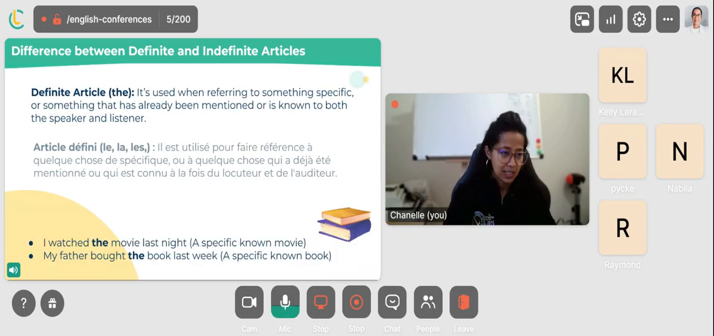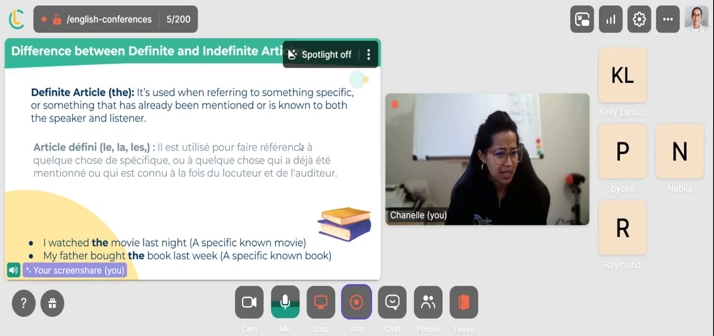What is a definite article? Now that is the article the. It's used when referring to something specific or something that has already been mentioned or is known to both the speaker and the listener. For example, I watched the movie last night. It's a specific known movie. My father bought the book last night. A specific known book. Now, we are speaking about something that is known or unknown.